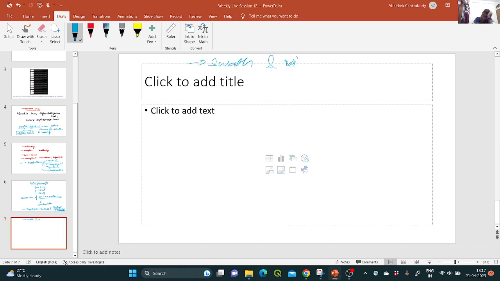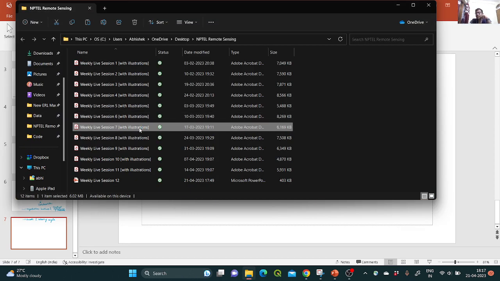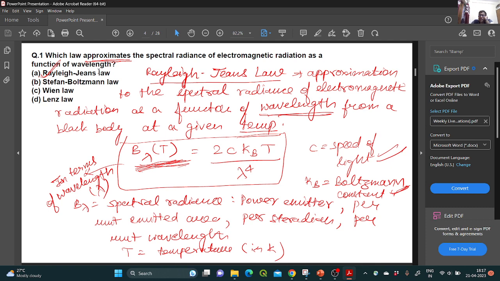Swath and viewing angle. The questions are based on simple trigonometry, by the way. What did we discuss in weekly live session 7? Yeah, again, we learned about something which approximates the Planck's law, known as the Rayleigh-Jeans law.